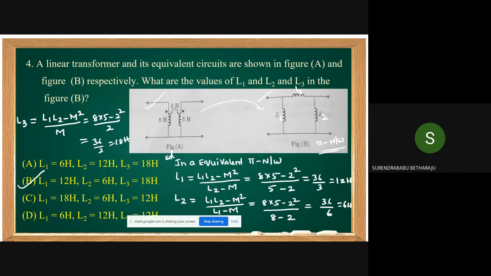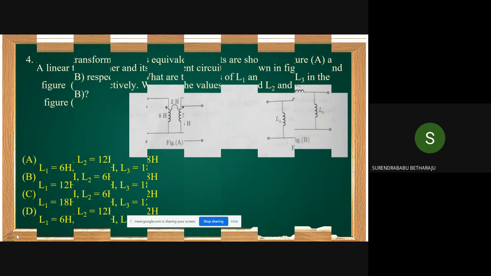You may have a doubt whether M is positive or negative, because it's an aiding connection. For this coil, the dot is at the starting terminal. For this coil also, the dot is at the starting terminal. That's why you take M as +2. For example, if the dot is here and here it is there, then you take M as -2. Clear? Based on whether it is aiding or opposing, you consider M. Here the dot is at the starting terminal in both, that's why M is positive. Clear, students? Like this we can convert a coupled circuit into a pi network.